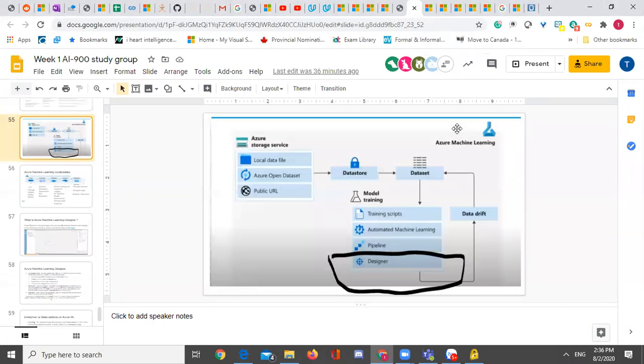So from the talk this morning, one of the modules you will be tested on is the designer. So I want to quickly go through the designer with you guys, so you know what the designer is.